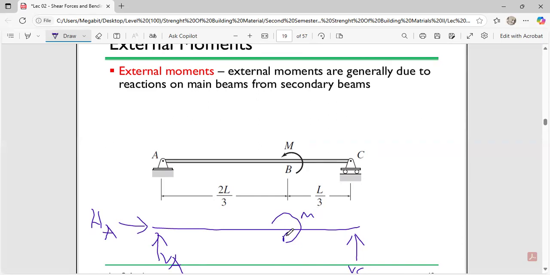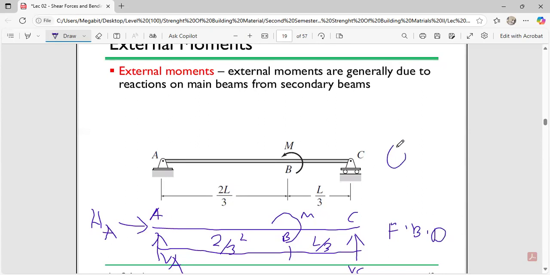This point is the B. This is the A itself. This is the C. Then you can now consider your span. Good. So they say here was L over 3, and here is 2 over 3. Just as simple as that. So this is a free body diagram, and this could be the original problem.